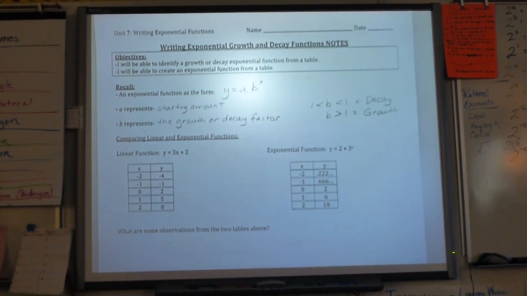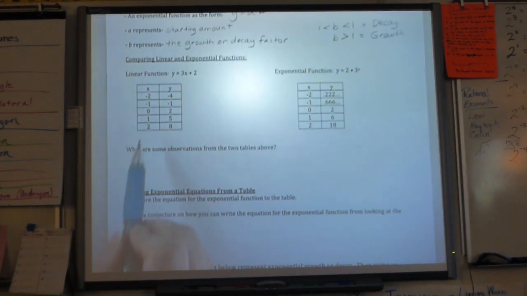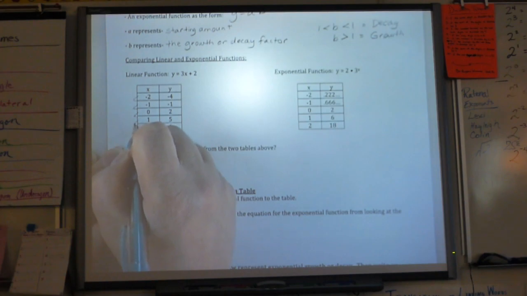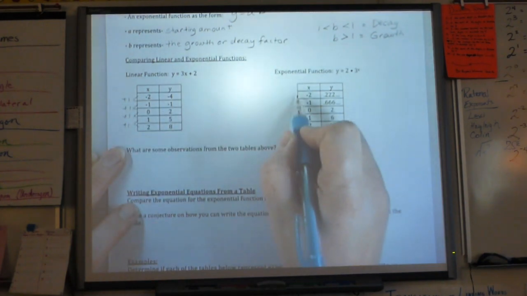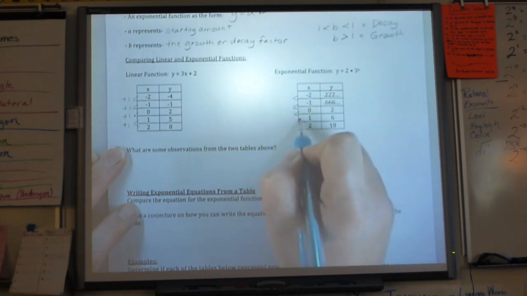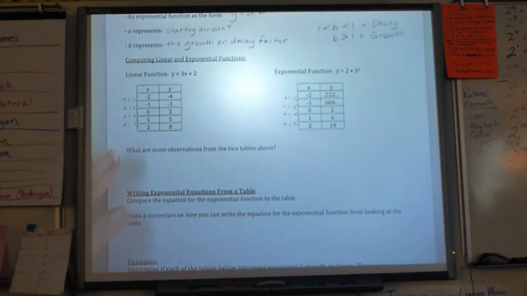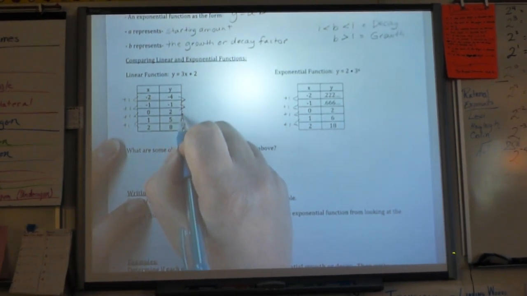So comparing linear and exponential functions. On the left we have a linear function, on the right we have an exponential function. If you look at the x values, each time the x value is going up by 1, in both functions. Okay, that's great. But let's take a look at the linear function. As x increases by 1 each time, what's happening to y? What's happening to y, boys and girls?